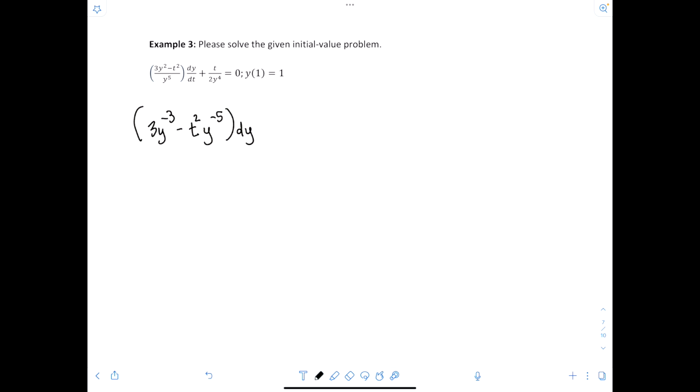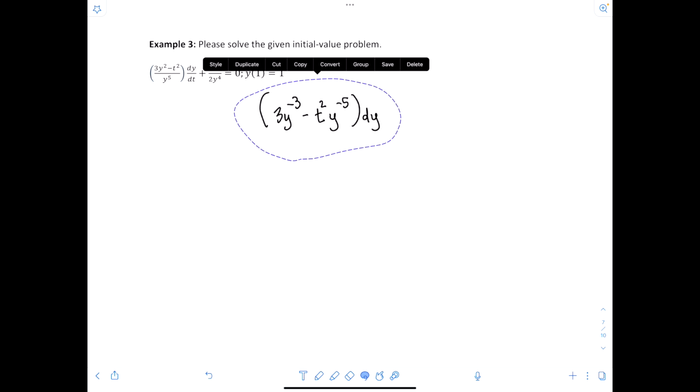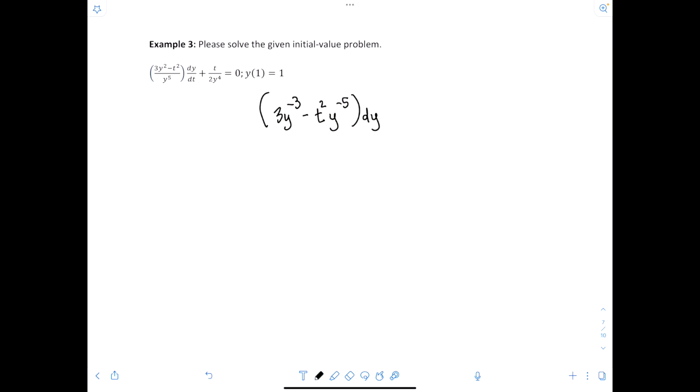and don't forget, we're going to need to switch them around. So actually, if you don't mind, I'm going to pull this one over here. We're multiplying both sides of the equation by dt. And so we will have 1/2 times t times y to the negative 4 dt. So, and now we'll be set up.